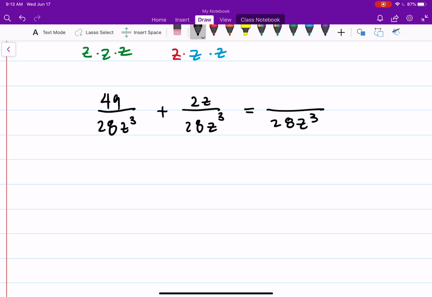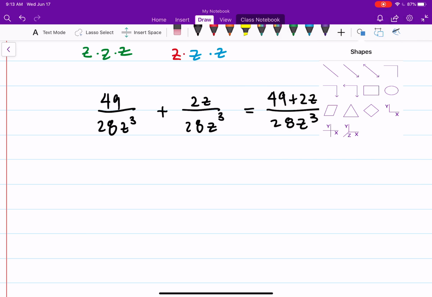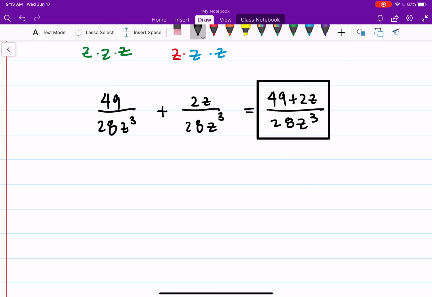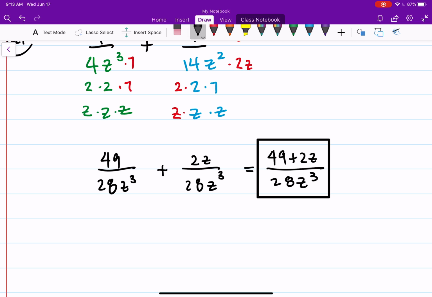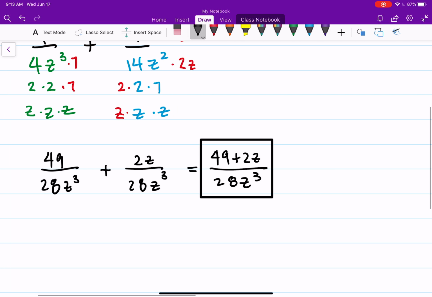They're not like terms. So we're bringing back like terms from adding and subtracting polynomials too. So we have 49 plus 2z, and that is going to be my answer. Yes, it looks way more complex than the original, but that would be my answer. And I can't reduce anything because there's no GCF on top to be pulled out to reduce the number on the bottom. So a couple of notes here.